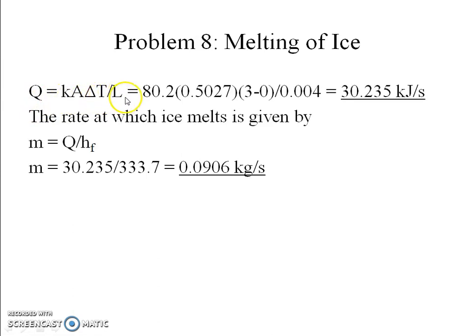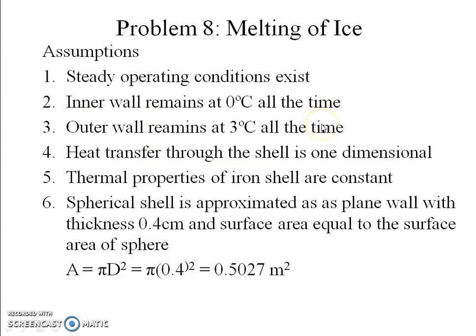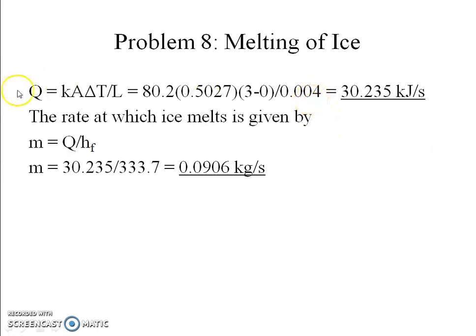L is the thickness of the wall, which is equal to 0.004 meters. It's given that it's 0.4 centimeter, so converting it into meters, the temperature difference across the wall is 3. The area we have calculated as 0.5027 and the thermal conductivity is given as 80.2. Putting everything in the equation, we get the heat which is lost, that is equal to 30.2 kilojoules per second.